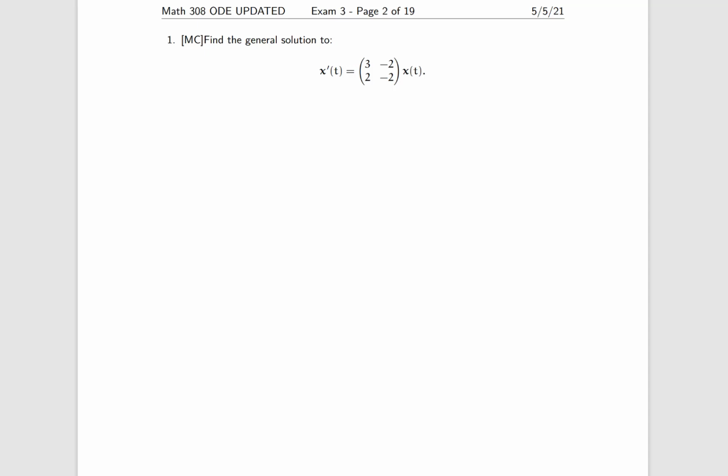Okay, so in this problem, we're going to find the general solution to this differential equation. So remember, when you've got a system, the first step is to find the eigenvalues and eigenvectors. Then, depending on properties of the eigenvalues and eigenvectors, we'll determine what to do next. But for this, we're going to find the eigenvalues and eigenvectors, eigenvalues first.